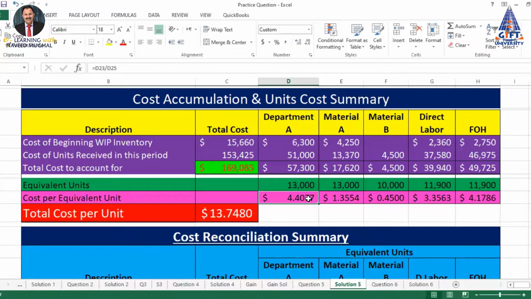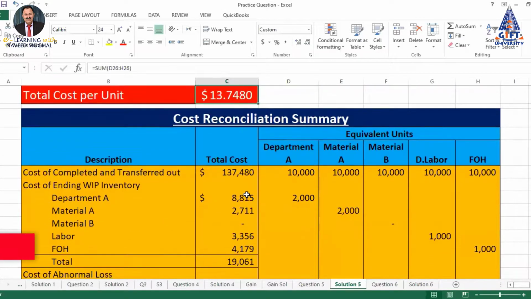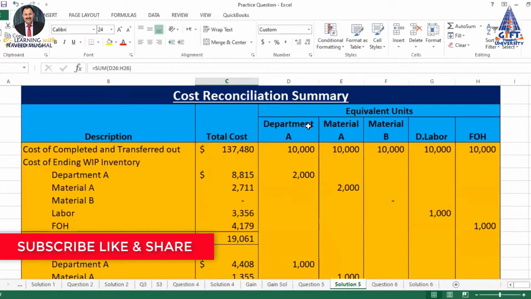that is 4.4077. It means that in this way we can calculate the cost per equivalent unit of each cost element: department A, material A, material B, labor and factory overhead. When we add up all these per unit costs, we will have the total cost per unit of a completed unit. So when one unit is completed in department B, it will have a total cost of 13.7480. And at the next stage, we will have a cost reconciliation summary.